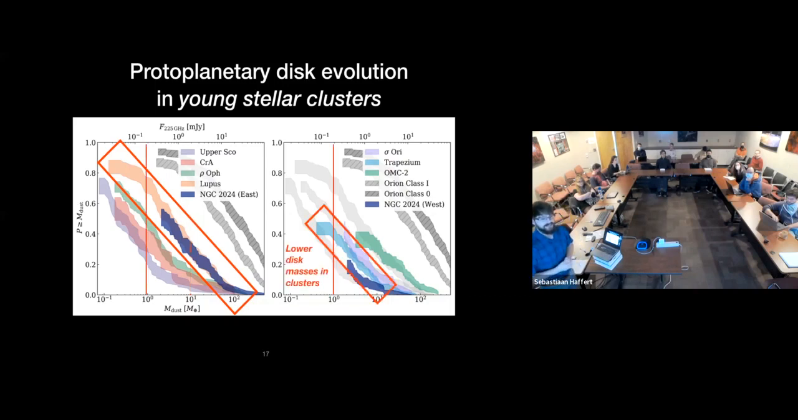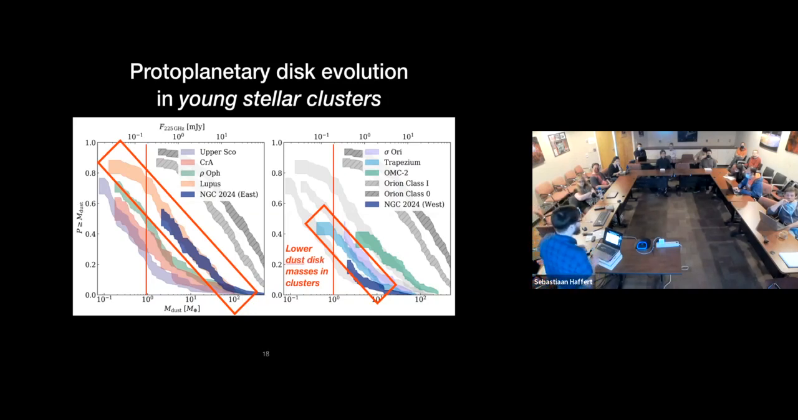And when we look at them collectively, one thing that we're finding is that disks in clustered environments like the ONC, shown here on the right, they tend to be less massive than the disks found in lower mass star-forming regions of similar age. So both Lupus, shown on the left, and ONC, shown on the right, they're thought to be aged at around 1 million years. But you can see that Lupus has a greater fraction of massive disks than the ONC does. And this is interesting in the context of external photoevaporation, because it's pointing to this idea that strong UV fields from massive stars can lead to a more rapid reduction of protoplanetary disk material.